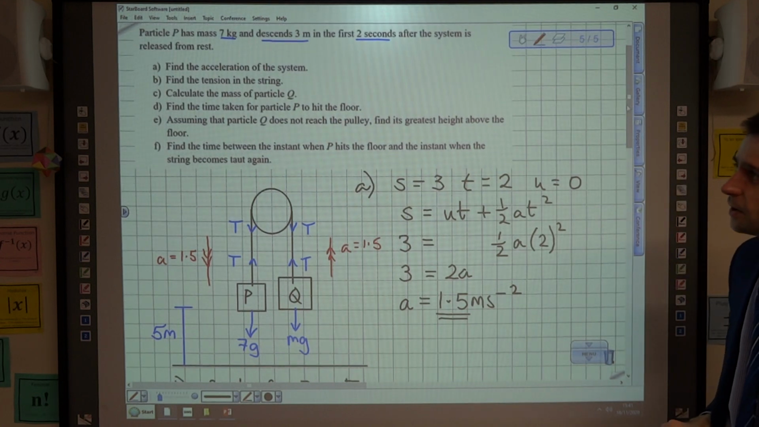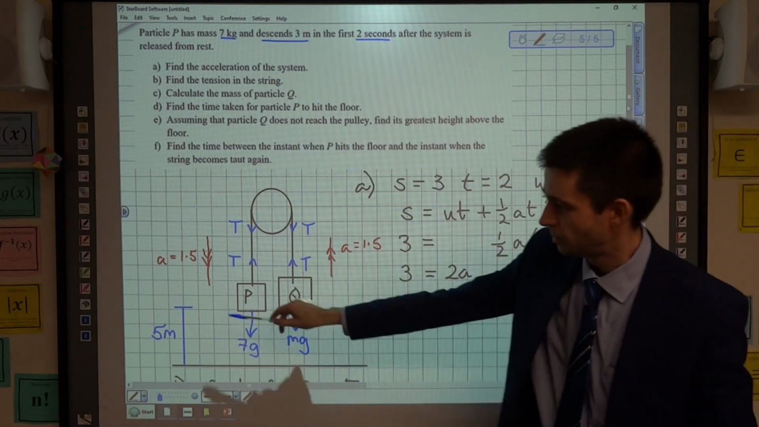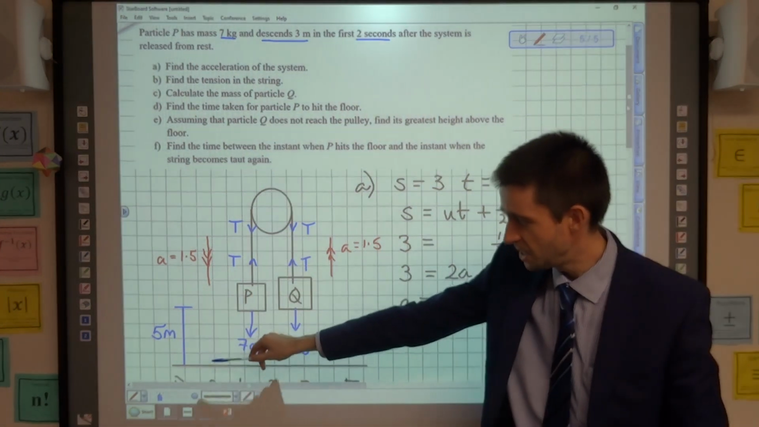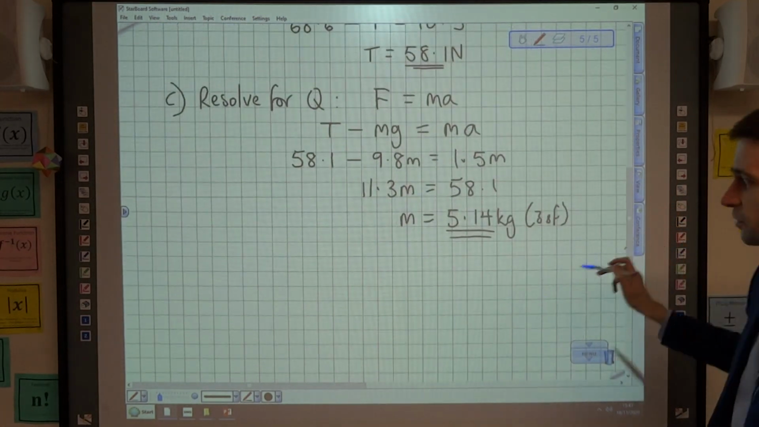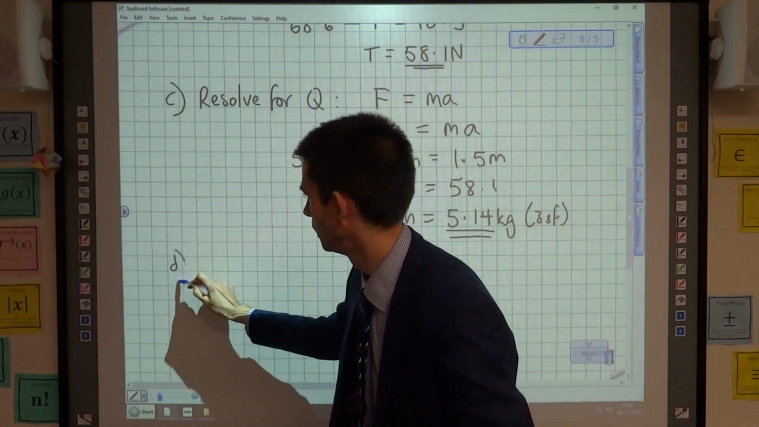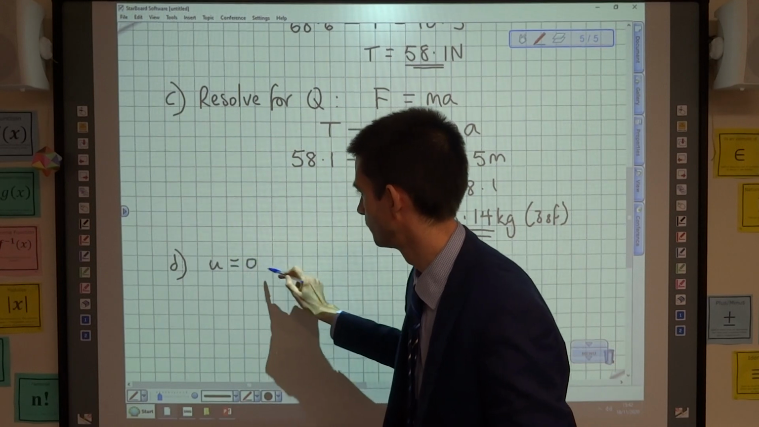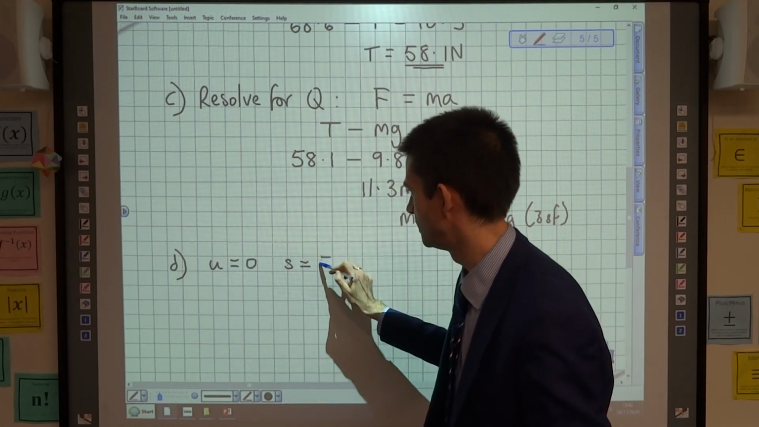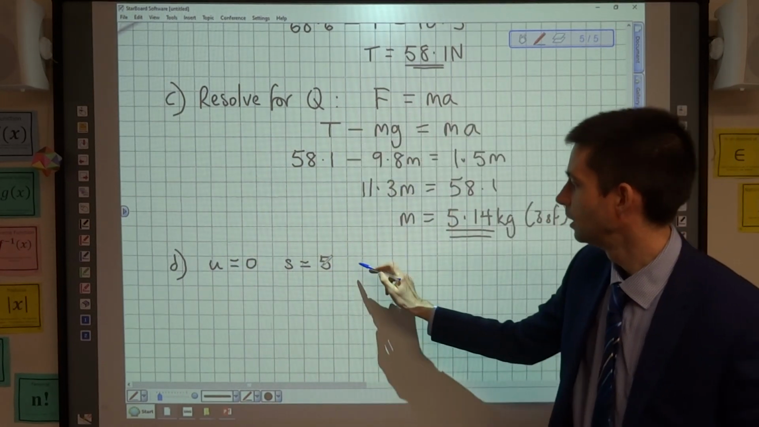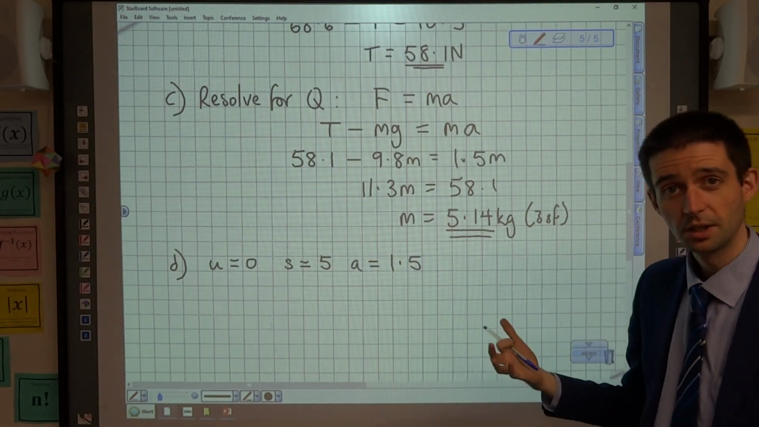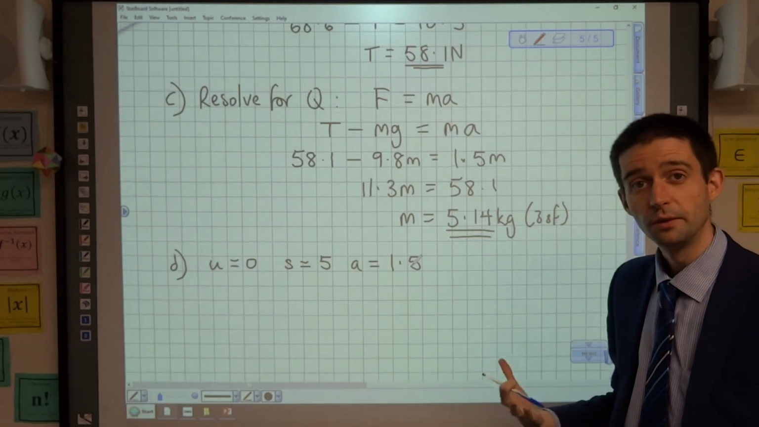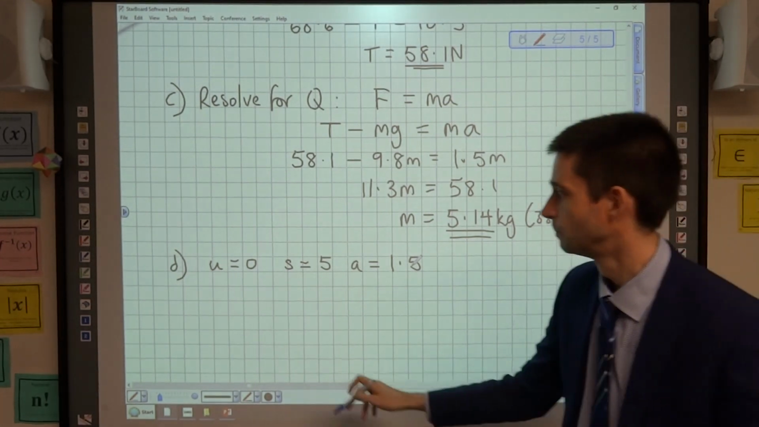Right, D is saying find the time taken for particle P to hit the floor. So P has to travel a distance of 5 meters to hit the floor. We know that it is released from rest, so we know that U is 0. Its displacement S is going to be 5 meters. We now know that its acceleration is 1.5 because we calculated that earlier. And we're looking for the time that it takes to hit the floor.